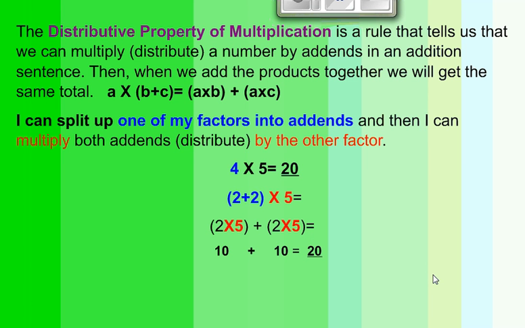So we learned that we can break up one of the factors. We have 4 times 5 equals 20. We can break up the factor into 2 plus 2, and then we can multiply it by the 5. We're going to distribute it and multiply. This is going to help kids when they move on to algebra. So 2 times 5, which equals 10, plus 2 times 5, which also equals 10. 10 plus 10 equals 20.